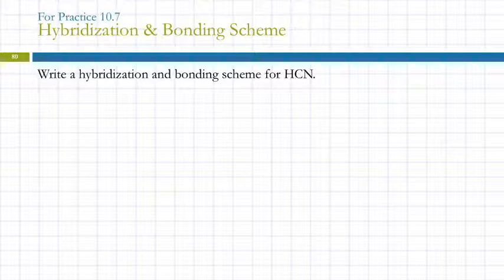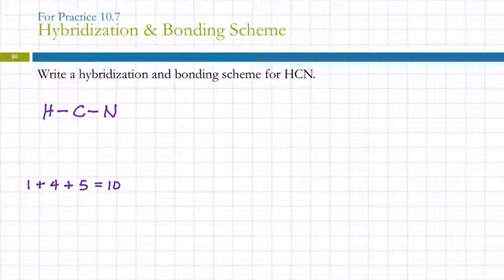So first thing, we have to start with the Lewis diagram. Now this is suggestive of how we should draw the structure, putting carbon in the center. So I'm going to put H, and then C, and then N. And then we have to count the valence electrons. So a hydrogen has 1, and carbon has 4, and nitrogen has 5. So we've got 10 electrons that we can put here. We've got 2, 4, 6, 8, 10. We run out of electrons very, very quickly.